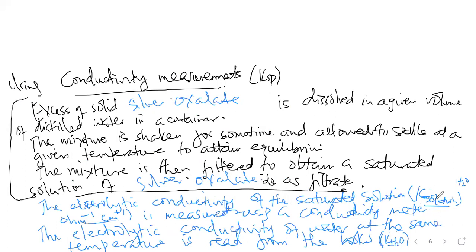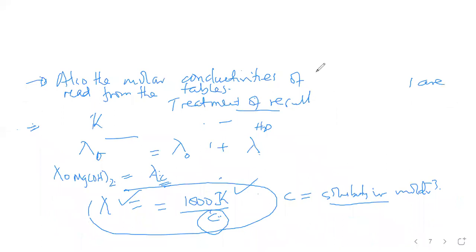The electric conductivity of the saturated solution, K solution, in per ohm per centimeter, is measured using a conductivity meter. The electric conductivity of water at the same temperature is read from the books. Go on. Molar conductivities of silver ions and oxalate ions are read from the tables.